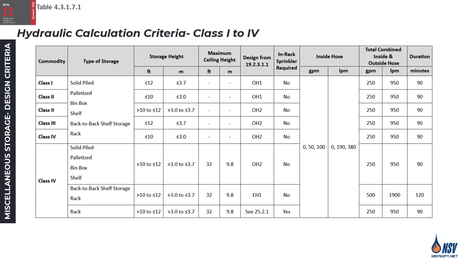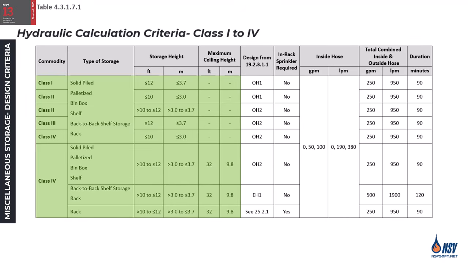We can conceptually divide this table into two main parts to better understand how to use it. The left part of this table, spanning from the commodity column across to the maximum ceiling height, is related to our project specifications. This describes the actual physical conditions of the storage facility we are evaluating.